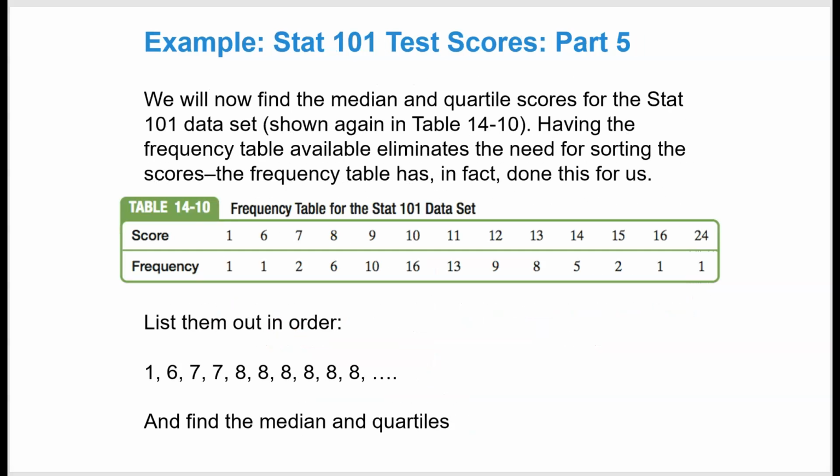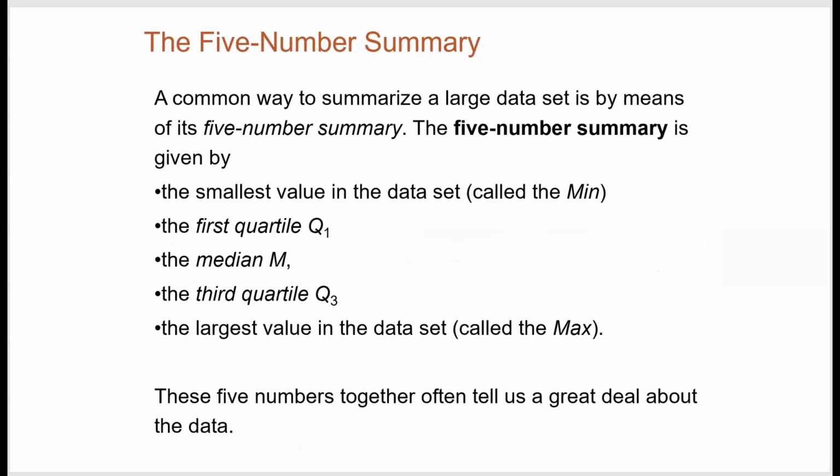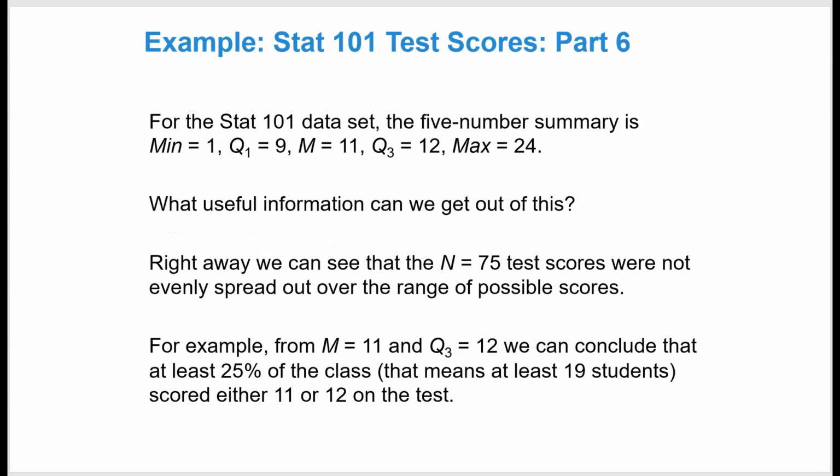So when you have a frequency table, it's really important you pull the data values back out. So yes, it's going to be a lot, but the good news is it's already sorted. So you really want to make sure, okay, 1 1, 1 6, 2 7s, 6 8s, and you go on from there, and then find the medians and the quartile. The 5-number summary is just a way of putting all the data together. So you would give me the min, the Q1, the median, the Q3, and the max. So for that data set, that is the 5-number summary.